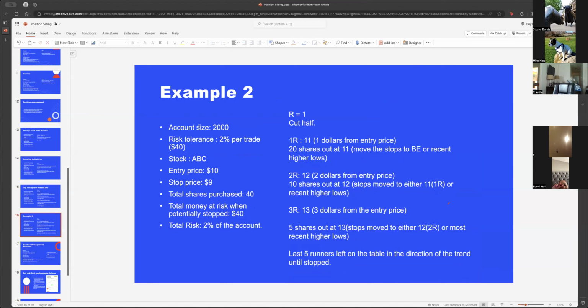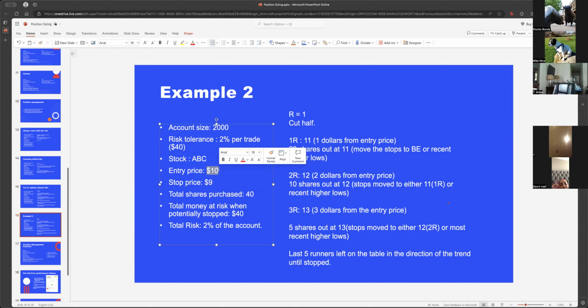So now, the next position. In this, account size is $2,000. 2% per account is $40. And we already went over this before, so we're just going to go about how to manage this position. Total number of shares purchased is 40. And if you get stopped out, you're going to lose $40. 2% is the risk. So how are you going to manage this? What is 1R on this position? Calculate the total risk. The risk is calculated by entry price minus stop price, which equals $1.